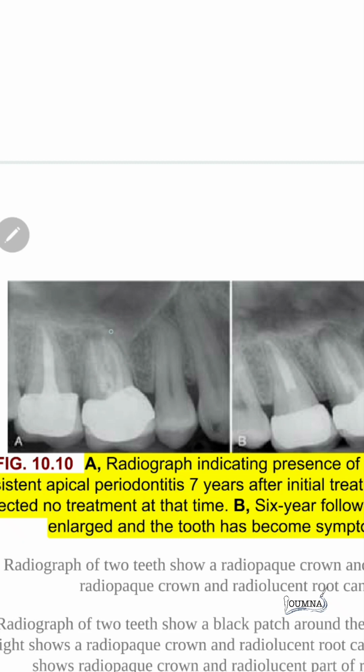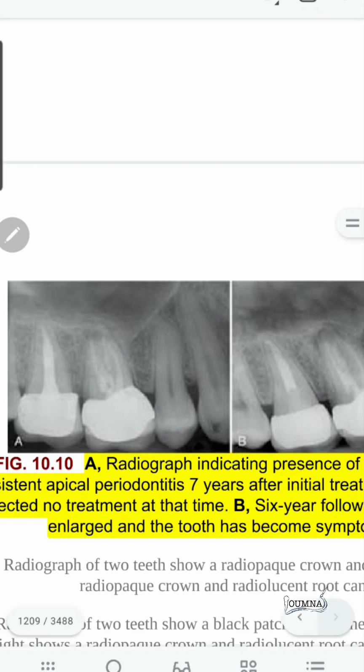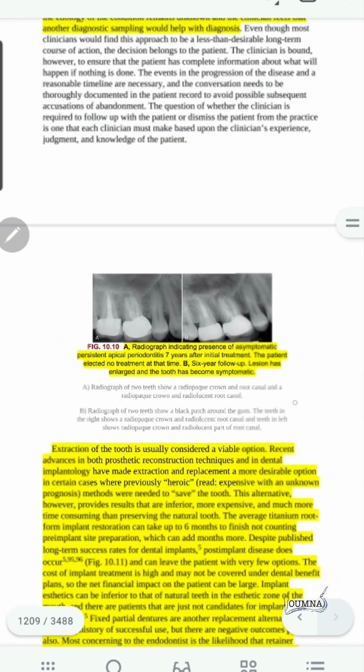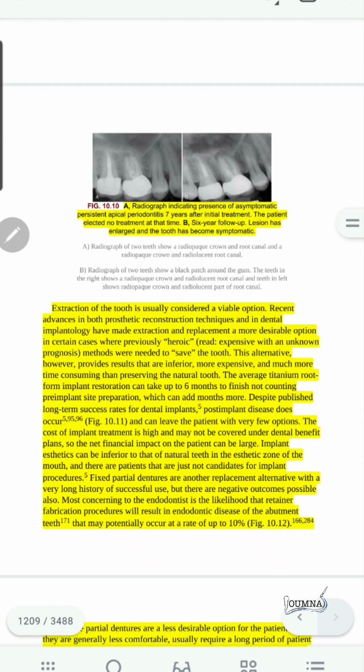And although we saw that there was a radiolucency around the apex, there was no need for any treatment unless there are symptoms. Every case has its own condition and story, so wisdom is important.